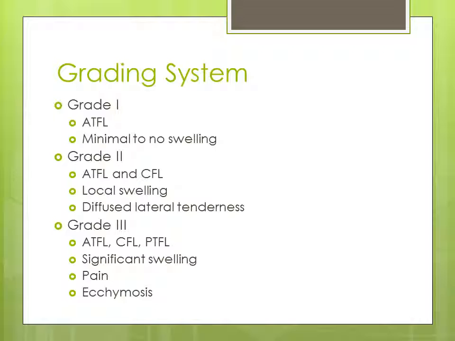The West Point ankle sprain grading system includes the following. Grade 1 shows tenderness over the ATFL, minimal to no swelling, stretched ligaments, and minimal instability. Grade 2 shows tenderness over the ATFL and CFL, local swelling, diffuse lateral tenderness, partial tear of the ligaments with slight instability. Grade 3 shows tenderness over the ATFL, the CFL, and the PTFL, significant swelling and pain, ecchymosis, complete rupture of the ligaments, and definite instability.